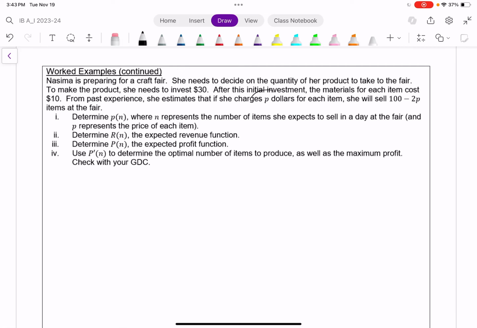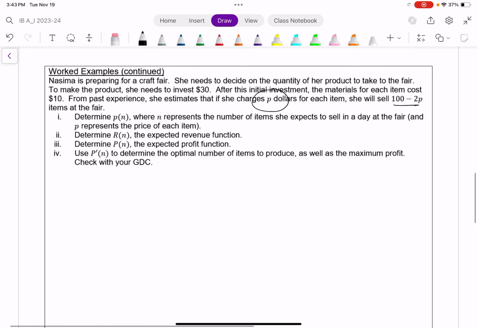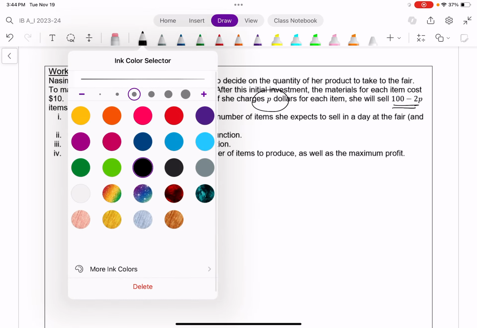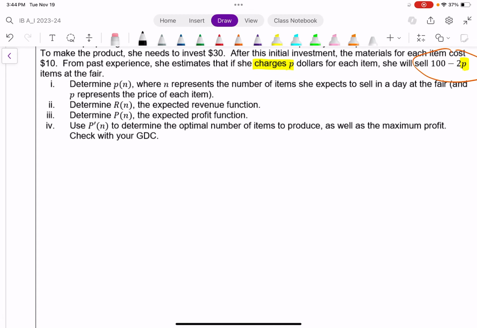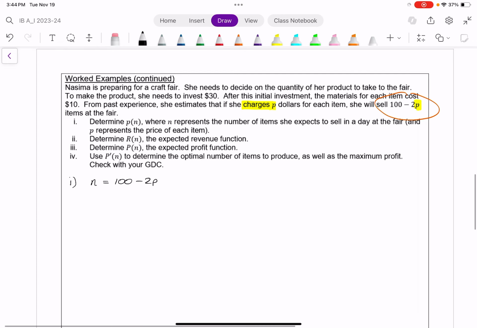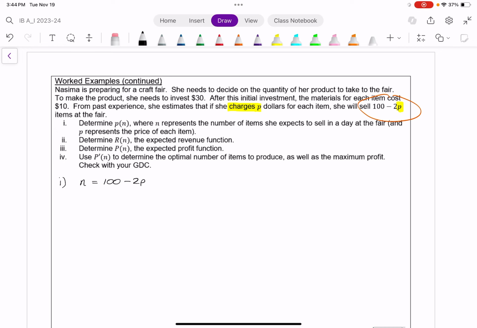If I look right here, we have P equals this here. This P we see here is how much she's charging. That's the same variable I have here. But all of this together tells us the number of items. So to answer this first part, I can start by saying that equation is really N equals 100 minus 2P. If I know the price, I can find the number of items that we expect to sell.